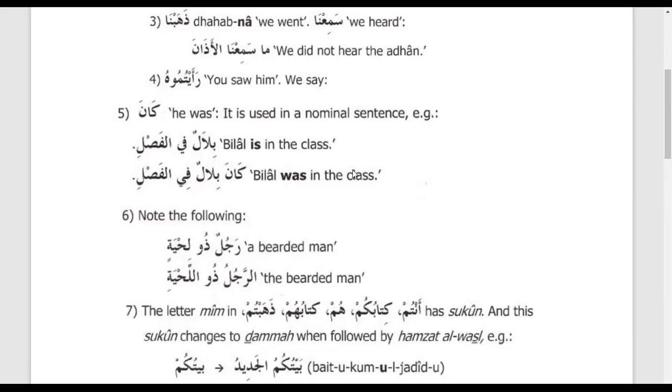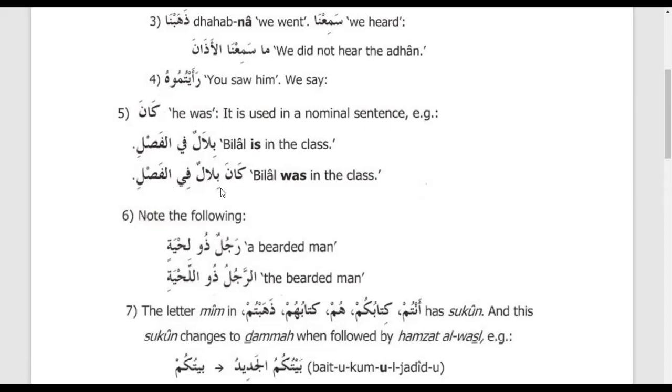As we can see here, Bilalun fil fasli, it is translated as Bilal is in the class. Bilalun fil fasli. So it is a nominal sentence. Bilalun is the subject and fil fasli is the predicate. Bilalun fil fasli, Bilal is in the classroom. If we want to say Bilal was in the classroom, so we will add kana. Kana Bilalun fil fasli. Bilal was in the classroom.